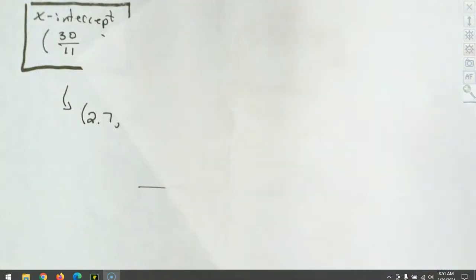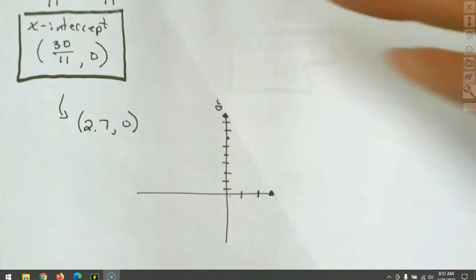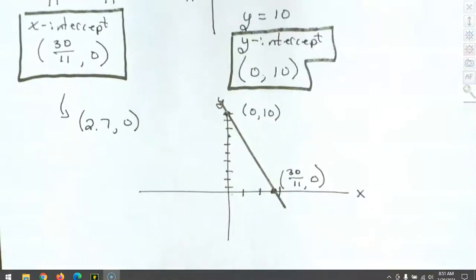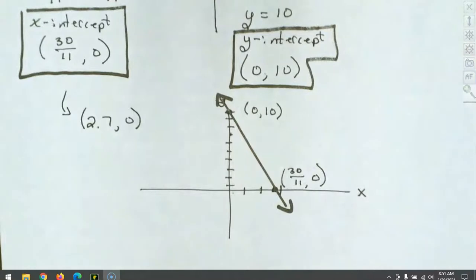And make our line. So we've got a straight edge here, so we'll just connect these together. And that is what your line should look like. Is everyone okay with how I did that now?